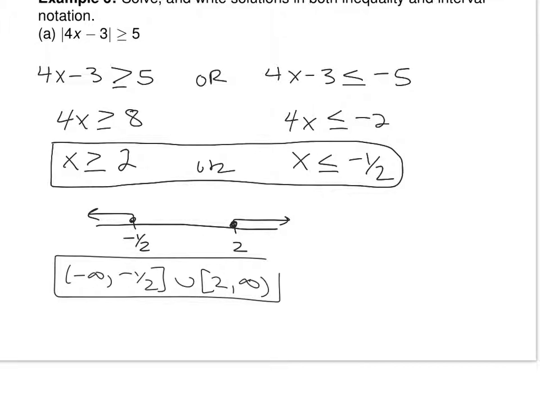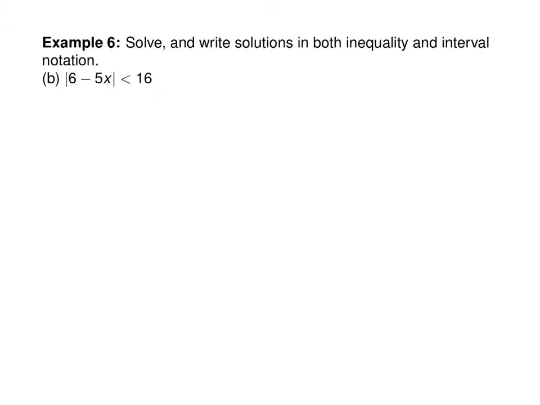All right, the next one is a little bit different. There's not the equals, and also the inequality goes the other direction, doesn't it? So when you take away the bars, you have to make this into 6 minus 5x. That's smaller than 16, but it's bigger than negative 16. And the whole point is you took this problem and reduced it to something that you can actually do. So now take away 6 in all three places.